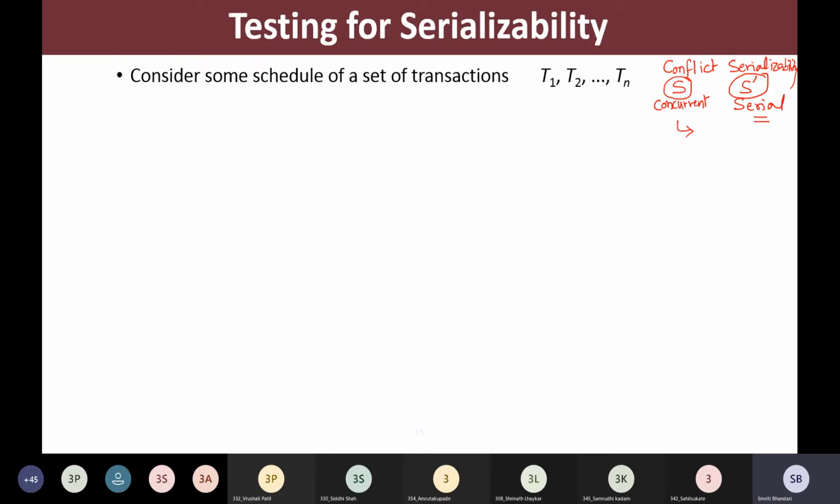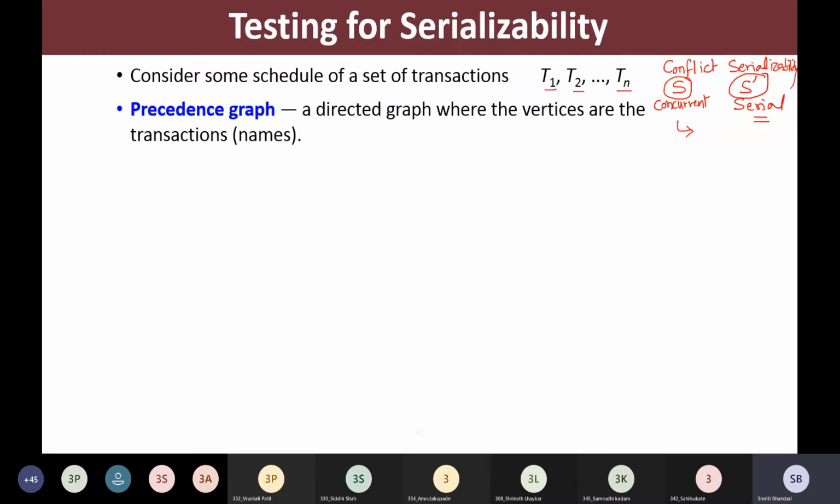So let us consider that we are having some schedule with the set of transactions, say T1, T2 up to Tn. So all those transactions are participating in some schedule, right? Now, what we are going to do out of this? We are going to draw a precedence graph. So what is a precedence graph? It is a digraph, or a directed graph, where the vertices of the graph are denoting the transactions.